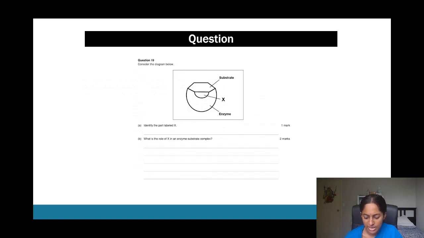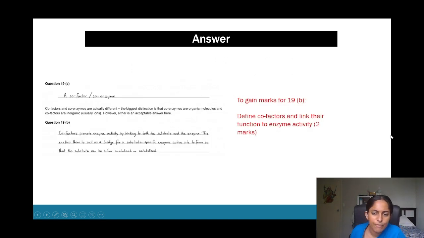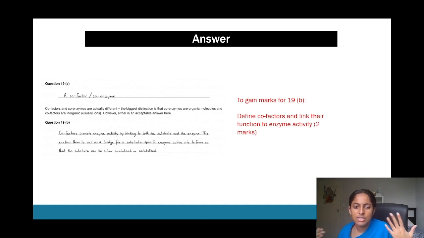This question was really just relating to coenzymes. Remember that coenzymes attach to the enzymes themselves, and you can see that here because that's what it's doing. So therefore, part A is a coenzyme. And what is the role of a coenzyme in an enzyme-substrate complex? Ideally, if you define it and then link it to the enzyme activity, I would give you the two marks for that. So you would define what a coenzyme is, that they attach onto enzymes and help in attracting more substrates, and therefore it helps to increase enzyme activity. So that's the structure of the response that I would be expecting.